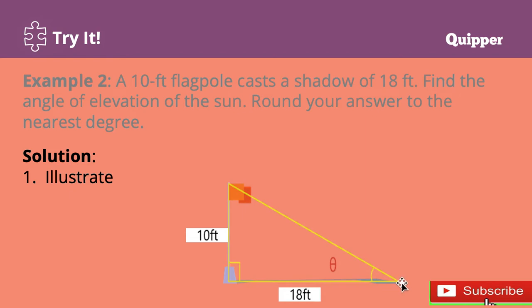So we suppose this is the end of the shadow here, and we suppose this is the observer. Then we make a line, which is the line of sight from the top of the flagpole to the observer, and it forms an angle here. This is the angle of elevation, and we don't know yet the measurement of that angle. So we are going to find the angle of elevation.